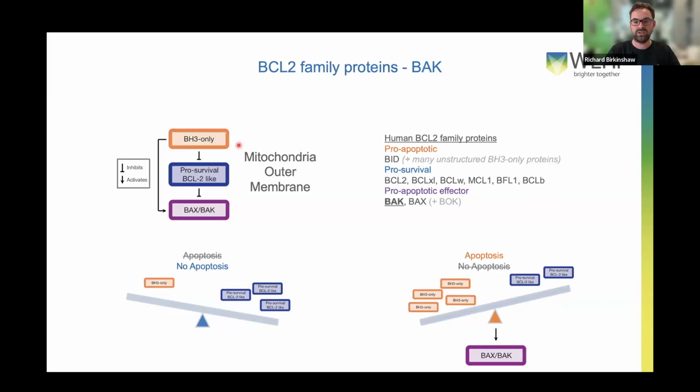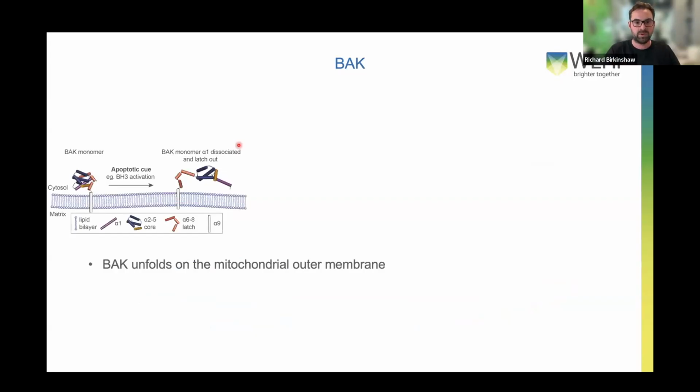And so when you get an apoptosis cue, you get overexpression of these BH3-only proteins that saturates this pool of pro-survival proteins. And then these BH3-only proteins can go on to interact with the pro-apoptotic effectors such as BAK and cause them to unfold and break apart membranes. So, a little bit more on BAK.